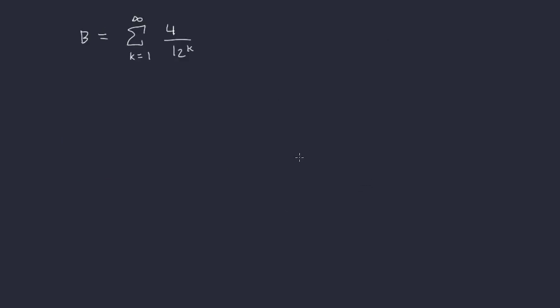Okay, so for this next one, there's actually a couple things going on here. One, our starting point is different, right? We're starting at 1. But also, I don't have everything raised to the k. In fact, this is the series as k goes from 1 to infinity. I can actually bring this 4 out and have this be 1 over 12, all to the k. So the 4 is not being raised to the k, while the 12 is.